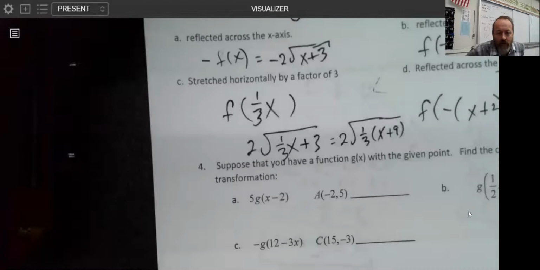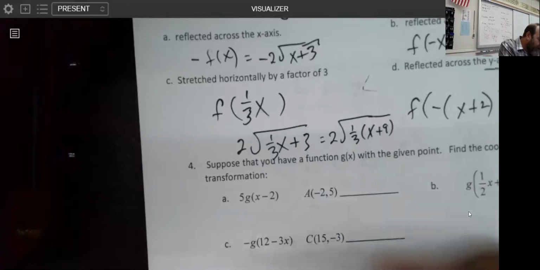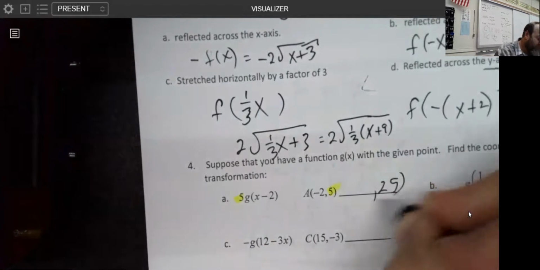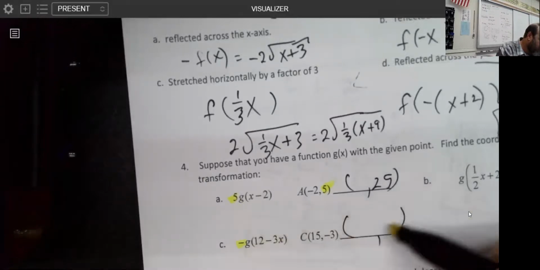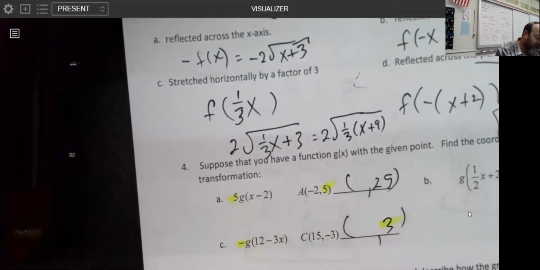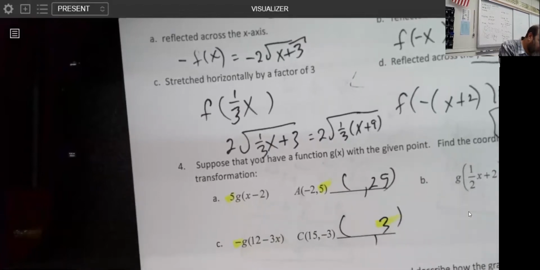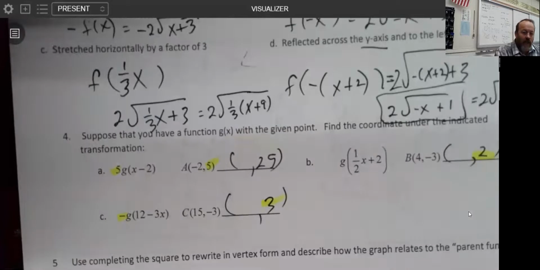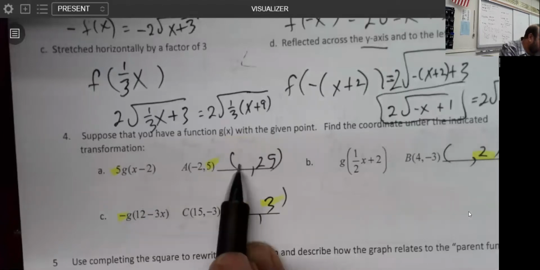Okay, the last part, question number 4. Remember, everything on the outside affects the y value. If that is the case, then this y value is going to be 25. Everything on the outside affects the y value, so this is going to be a positive 3. Nothing is happening on the outside on this one, so it's going to be the number 2. There really isn't a whole lot to do in those portions. But when we move on to the x, remember, x is opposite land. We do the opposite of what it says. So we're going to add 2 to the x value, and I'm going to get 0.